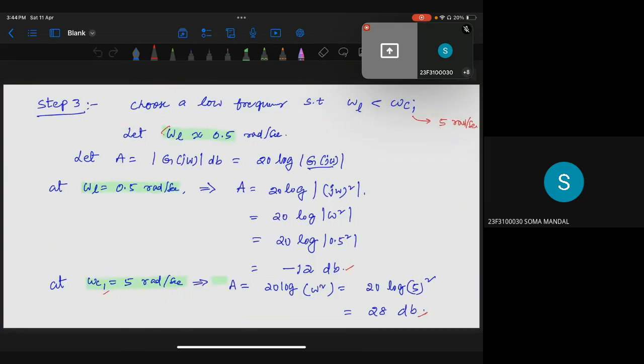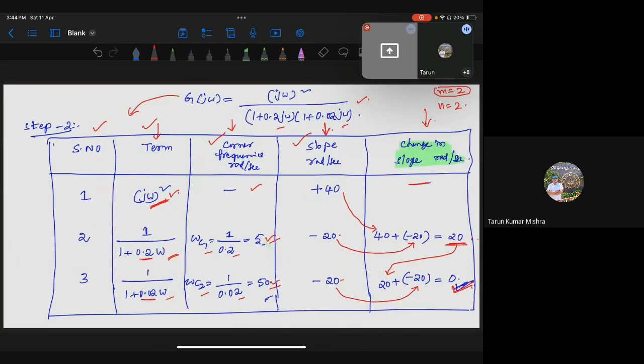Then we will start calculating the slopes. Sir, in the previous one, what is that M is equal to 2 and N is equal to 2? On the right corner, top. Are these two things clear? M is equal to 2 in the sense we have 2 zeros, and N is equal to 2 means 2 poles.